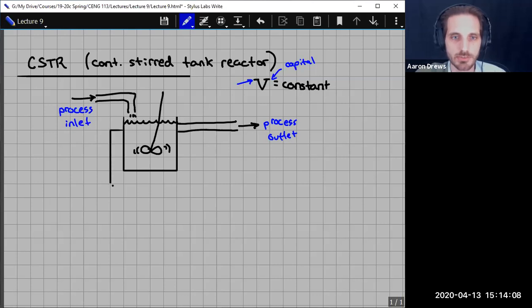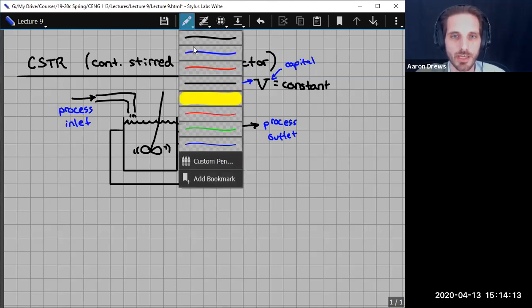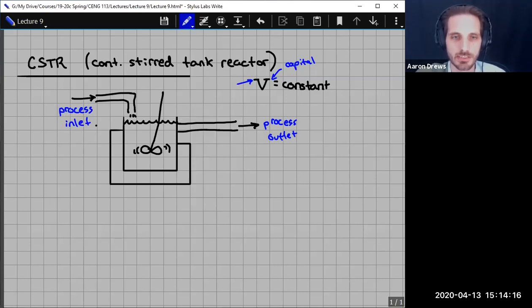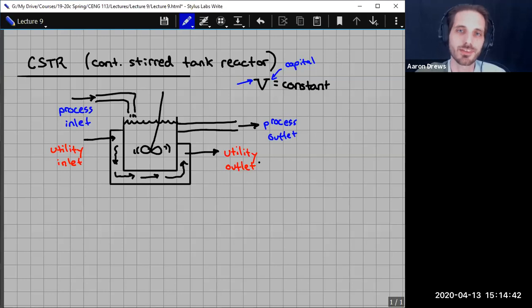And so if you imagine a case that sits around the reactor, there can be additional fluid that goes in through here and comes out through here. It circulates around the outside of the reactor until it comes out over here. This is what we refer to as our utility. So on the one side, it's a utility inlet, and on the other side, it's a utility outlet. Utilities are things like cold water or steam, right? Or hot oil or something like that.